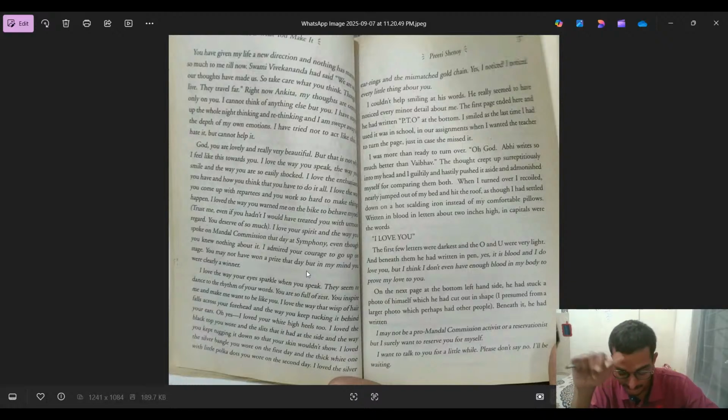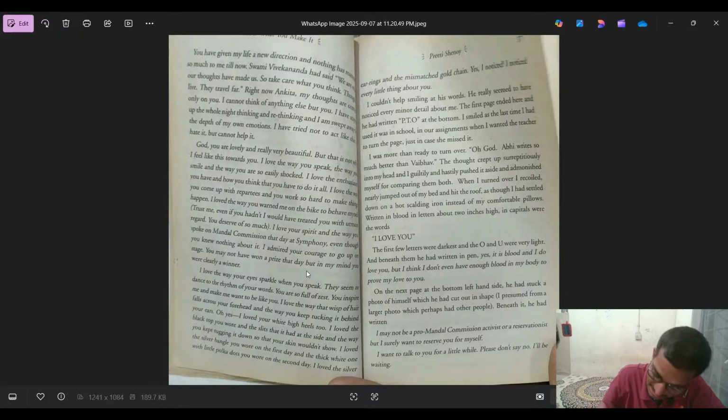Now on the next page, at the bottom left hand side, he had stuck a photo of himself which he had cut out in shape. I presumed it was from a large photo which perhaps had other people beside it. He had written, "I may not be a pro-Mandal Commission activist or reservationist, but I solely want to reserve you for myself. I want to talk to you for a little while. Please don't say no. I will be waiting. All my love and then some more. Avi." And below this he had written his phone number, address, and drawn a map to his house.